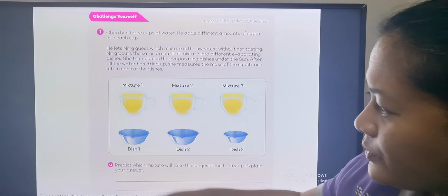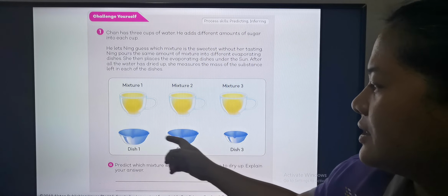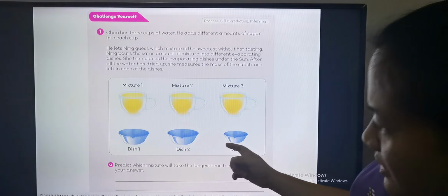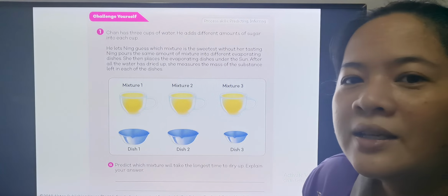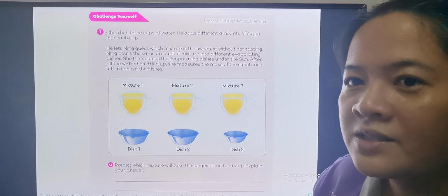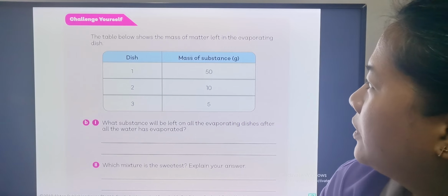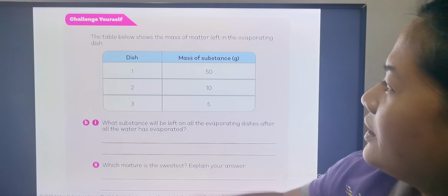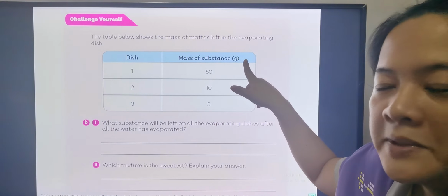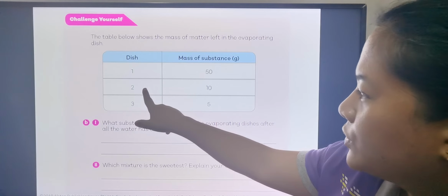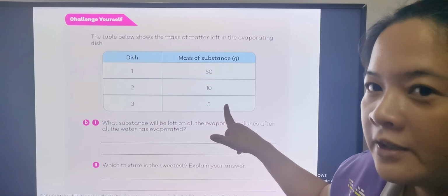So Ning pours the mixture in these dishes. They are not the same size as well. This one is smaller compared to these two. Then she measured the amount of substance left. In dish 1, there's 50 grams of the substance left. In dish 2, there's 10 grams, and in dish 3, there's 5 grams.